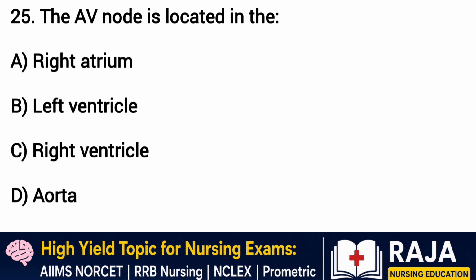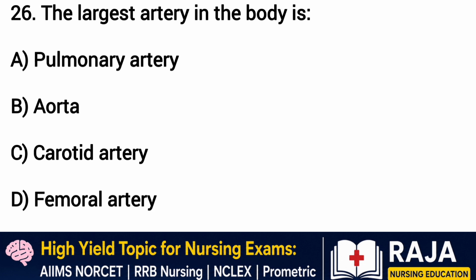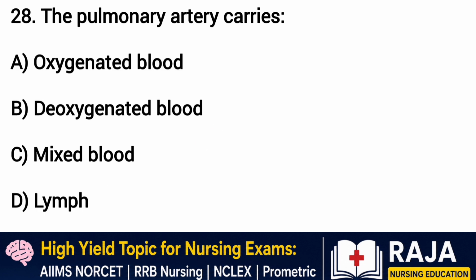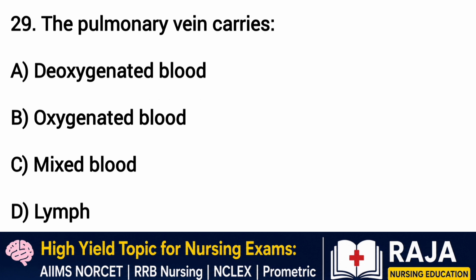The AV node is located in the? The answer is A. Right atrium. The largest artery in the body is? The answer is B. Aorta. The largest vein in the body is? The answer is C. Inferior vena cava. The pulmonary artery carries? The answer is B. Deoxygenated blood. The pulmonary vein carries? The answer is B. Oxygenated blood.